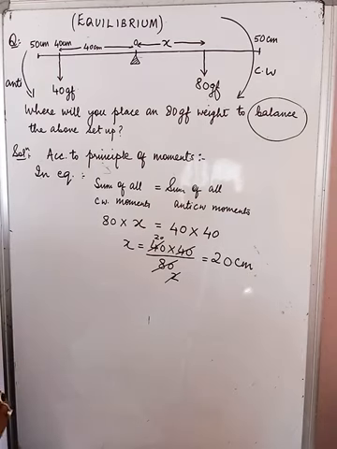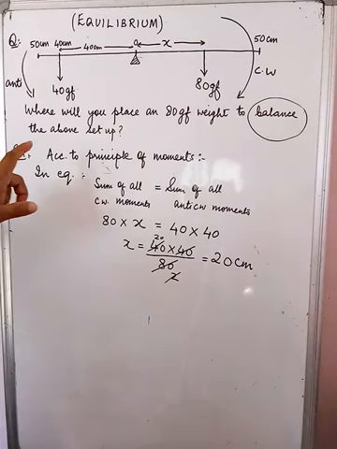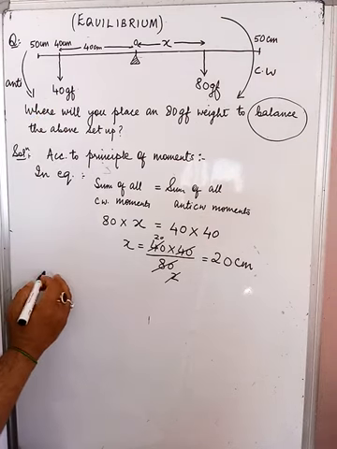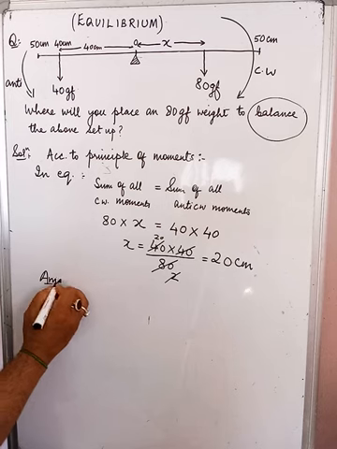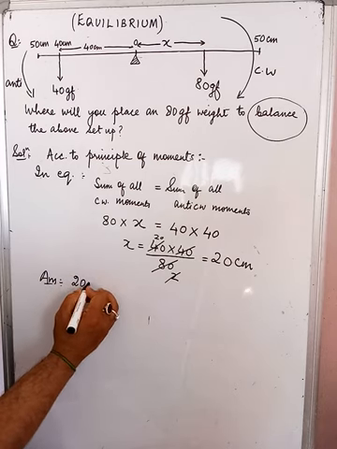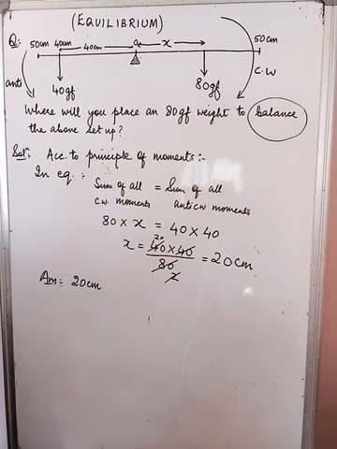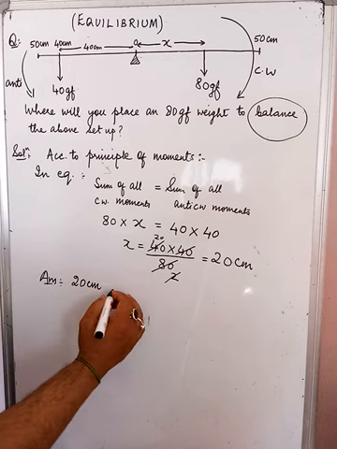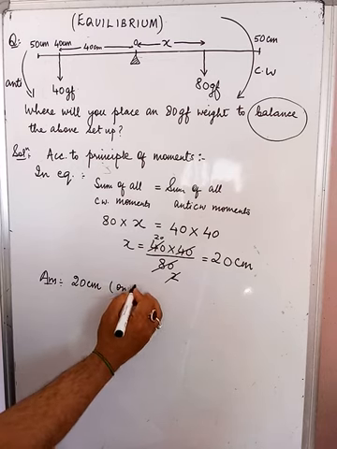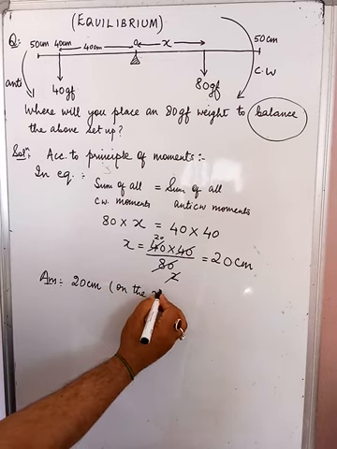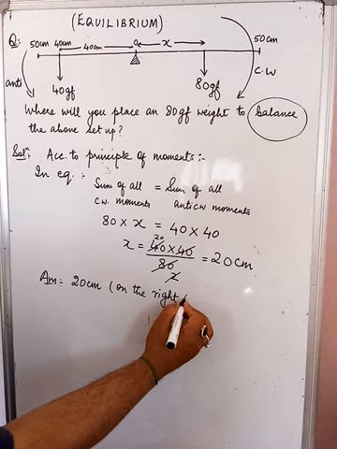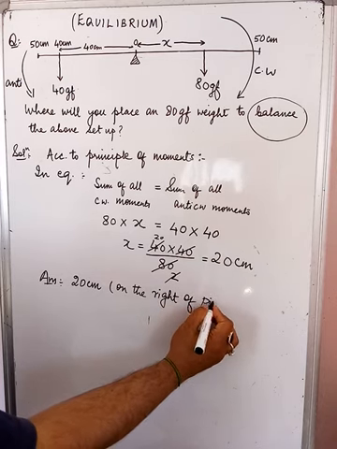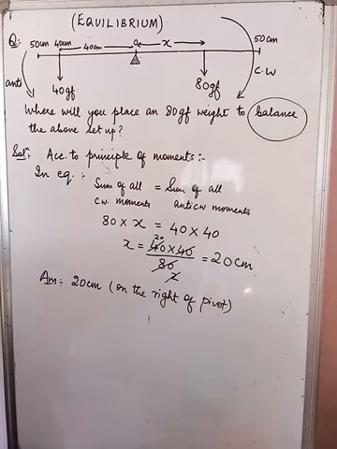Okay, so your answer would be, now let us read the question once more. Where will you place the 80 GF weight? So my answer will be, we will place the 80 GF weight at 20 centimeter on the right of the pivot, on the right side of the pivot.